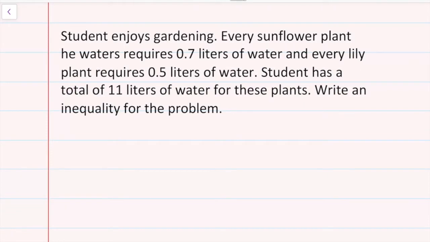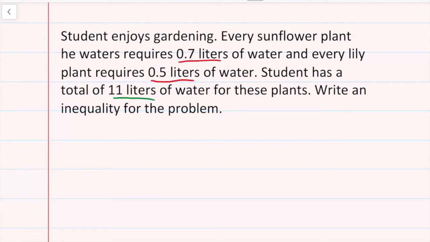So we have a student who enjoys gardening, and they are gardening sunflower plants and lily plants. Every sunflower plant requires 0.8 liters of water, and the lily plant requires 0.5 liters of water. If the student only has a total of 11 liters, can you write an inequality representing this problem? Very simple, guys.